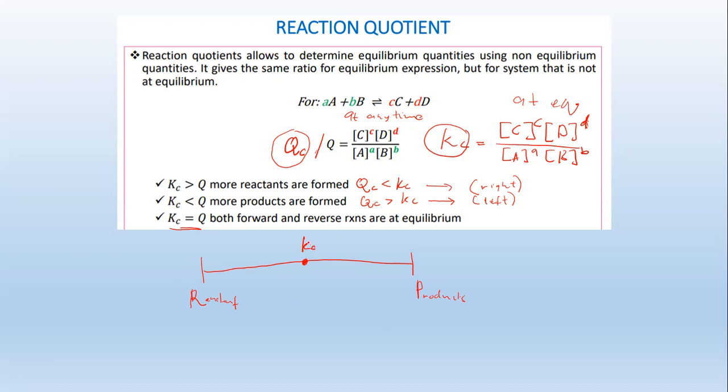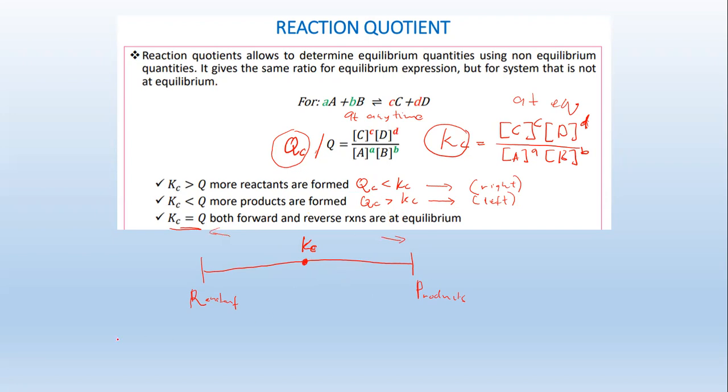Why do I place my Kc at the middle? Because this is a balance, this is equilibrium, so it's supposed to be at the middle of the reactants and the products. Now remember, the value of Q can be less than Kc, or the value of Q can be greater than Kc. If this is a timeline, the numbers that are moving towards the products are greater, and the numbers that are moving towards the reactants are lesser than Kc.